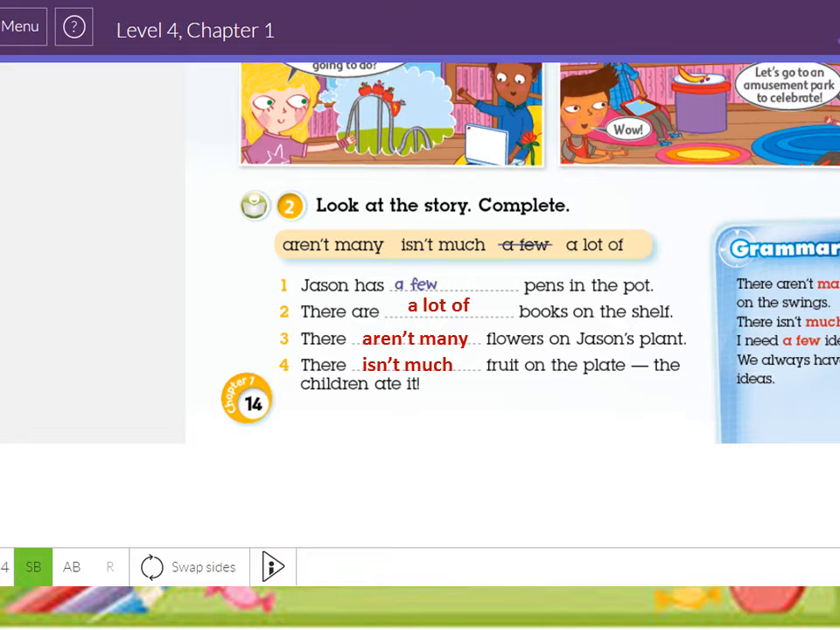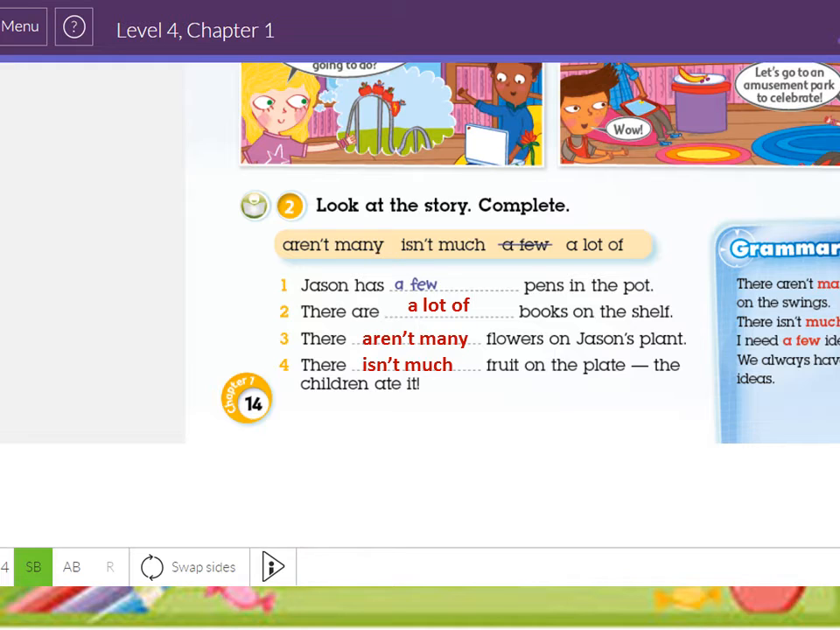And then number 2, let's look at number 2. There are blank books on the shelf. So the answer here is a lot of. There are a lot of books on the shelf, because based on the picture you can see a lot of books on the shelf. Besides that, books is a countable noun and it is plural, so you can use a lot of books on the shelf.